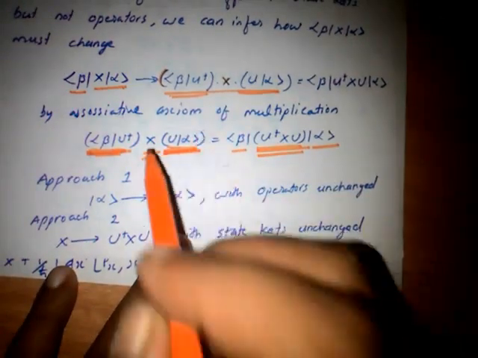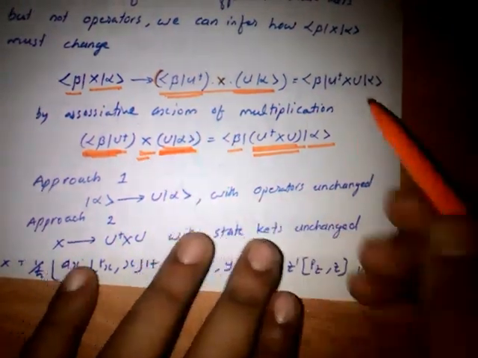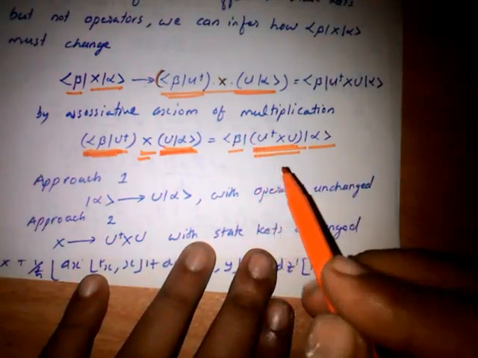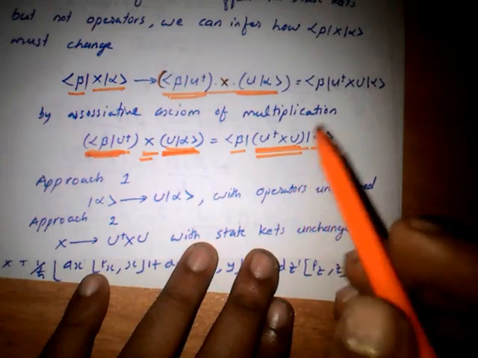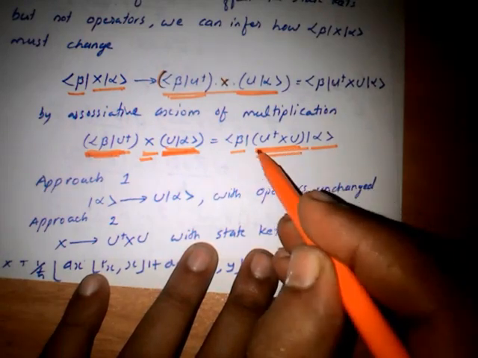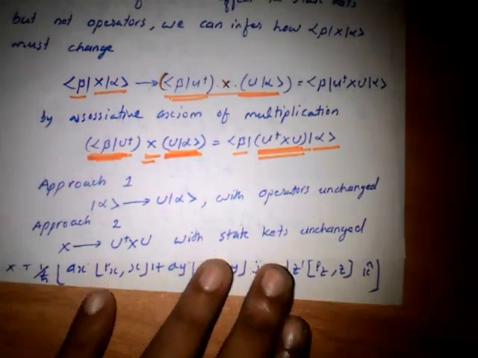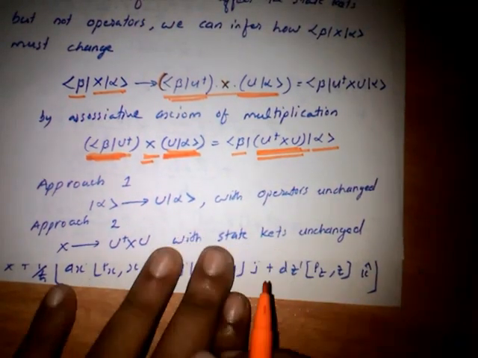Here the states are changing, the operator is not changing. Here the operator is changing, the states are not changing. These are two mathematical approaches. Mathematically we can write this one equal to this one. Physically what it means, that we are going to discuss.